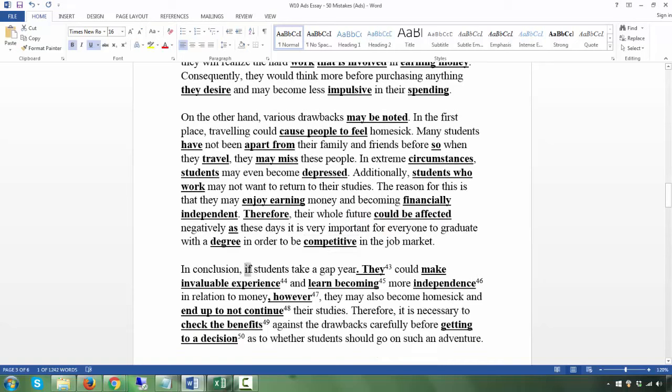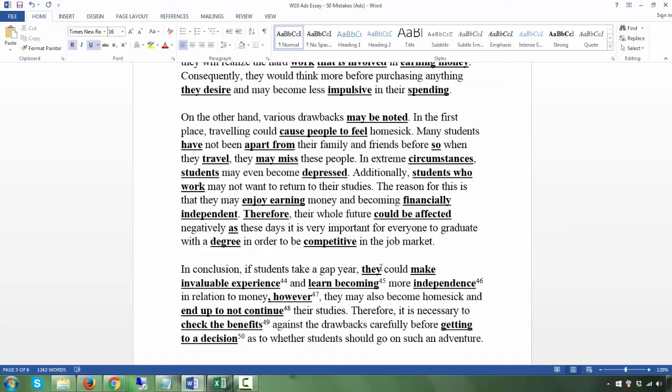In conclusion, if students, now you have an if here, so this is a conjunction which links two clauses together, and you don't have a full stop. Okay, you don't put if students do something, full stop. No, students take a gap year, small letter.